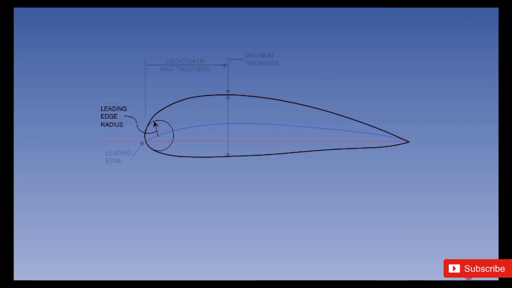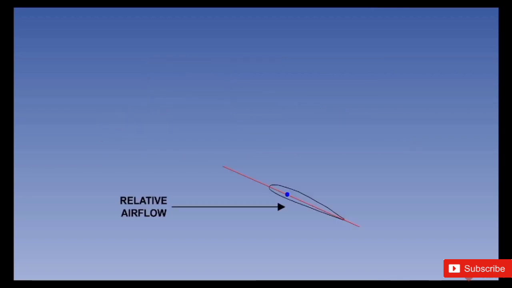The thickness distribution of the aerofoil has significant effects on its airflow characteristics. The leading edge radius is the radius of curvature of the leading edge, which significantly affects the initial airflow characteristics of the aerofoil. Basically, the smaller the radius, the sharper the leading edge will be.